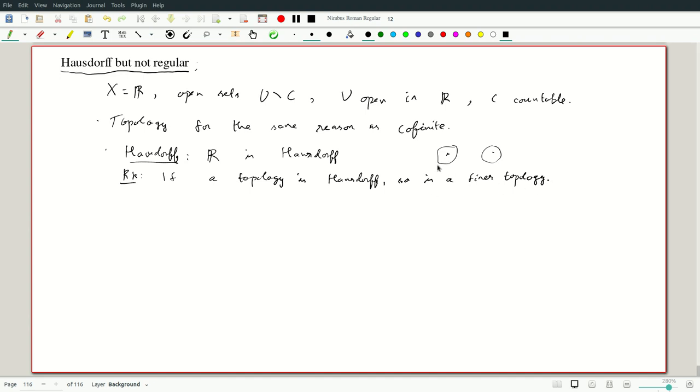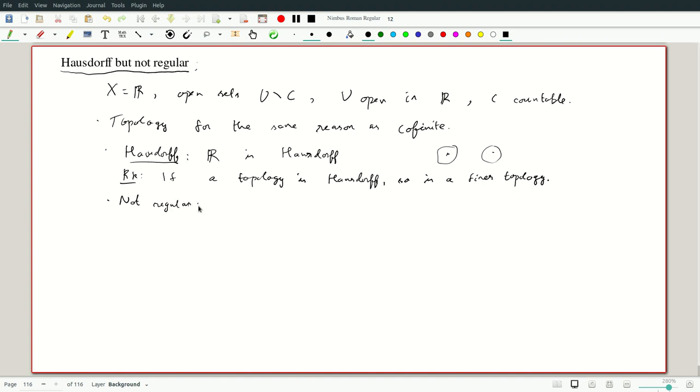But what about regular? The same argument doesn't hold, because regular says for all closed sets, and the finer topology has additional closed sets, namely all countable sets in this particular case. So regular is not inherited either way when you get coarser or finer. So it's not regular.